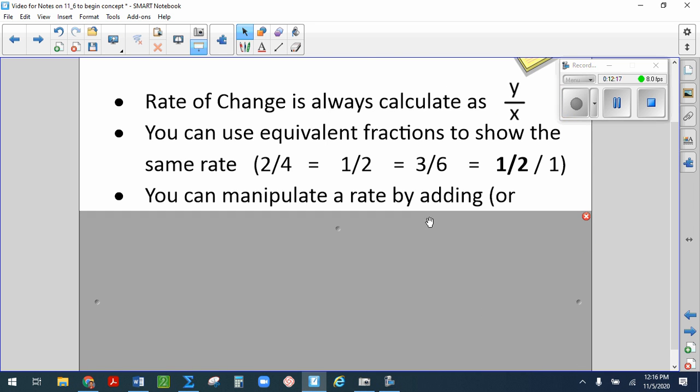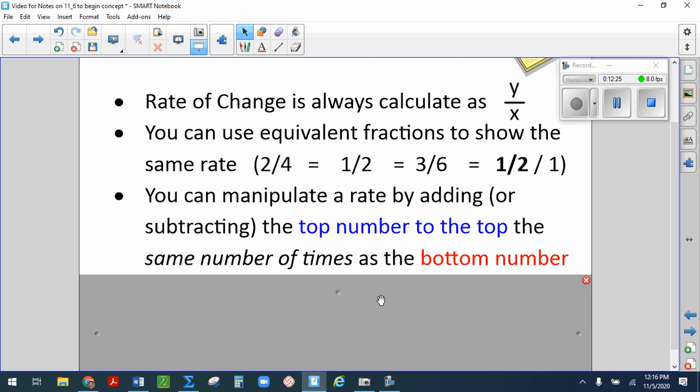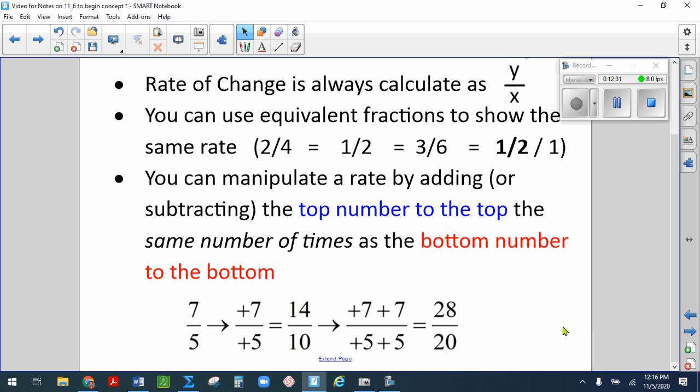You can manipulate a rate by adding or subtracting the top number to the top of the rate the same number of times as the bottom number to the bottom. So if I have a rate of 7/5, I can add 7 to the top and add 5 to the bottom and get 14/10, and that's going to be an equivalent rate. I could add 7 twice to the 14/10. So 14 plus 7 is 28, and 10 plus 5 is 20. As long as you do it the same number of times and you use the numbers you have as your rates, you create equivalent rates.